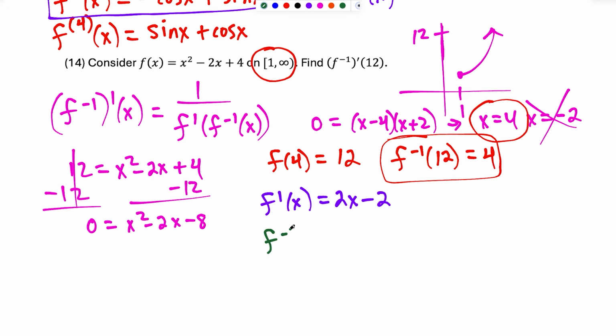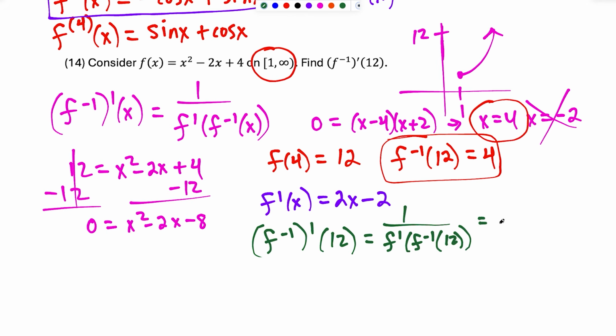I have f inverse prime at 12 is equal to 1 over f prime of f inverse of, and we're plugging in 12 here. But you see what we found over here, f inverse of 12 is equal to 4. So now I have 1 over f prime of 4. So you see I'm just plugging in here. I'm replacing f inverse of 12. This piece is equal to 4, and that's going here.